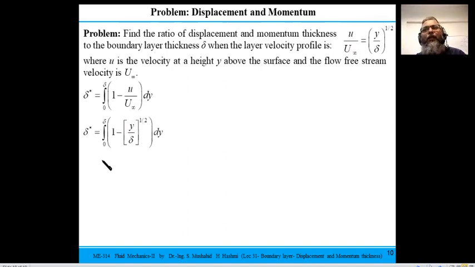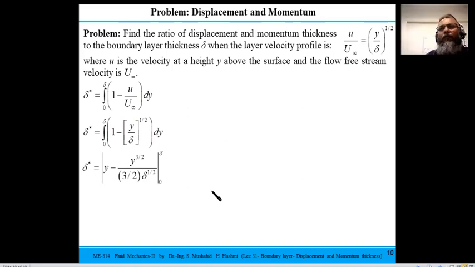Now it is just a simple integral to evaluate. I know that the integral of 1 is y, and the integral of y to the power half is y to the power half plus 1, that is 3 by 2. Similarly, you have delta to the power half in the denominator, and the constant half plus 1 will be in the denominator, and then just the upper limit and lower limit. So you apply the upper limit delta, and our lower limit is 0 here. So for this particular profile, your displacement thickness would be 1/3 of your boundary layer thickness, or you can write it like this.